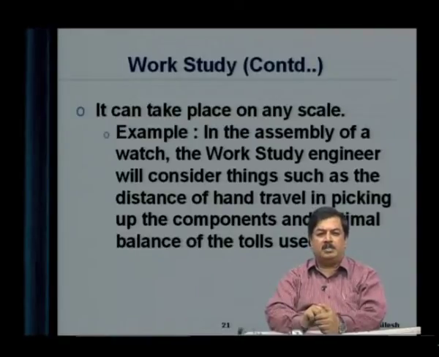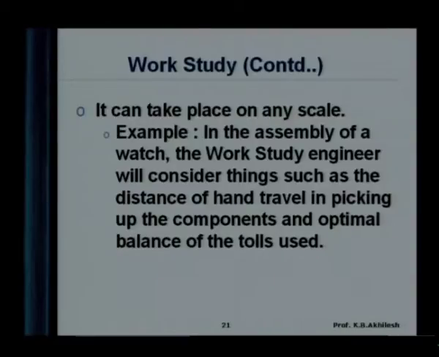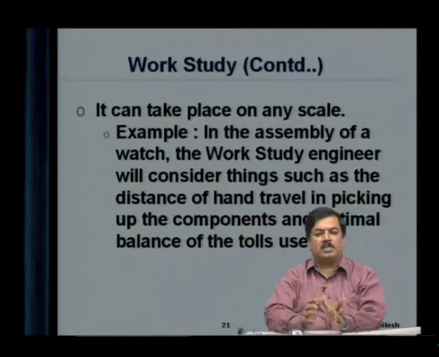So, it can take place on any scale. An example could be the assembly of a watch. The work study engineer will consider things such as the distance of hand travel in picking up the components, and also the optimum balance of the tools used. So, that means systematically one can see what that movement is. It could be at the shoulder level or it could be at the table level. Then you also see the stretch involved in each of these movements, and then you can see where to place the tools, where to place the required material, so that in the minimum time you can maximize the output.